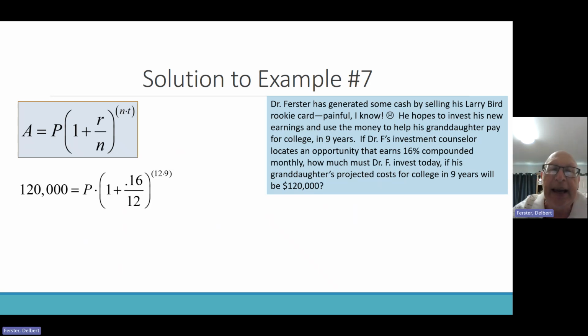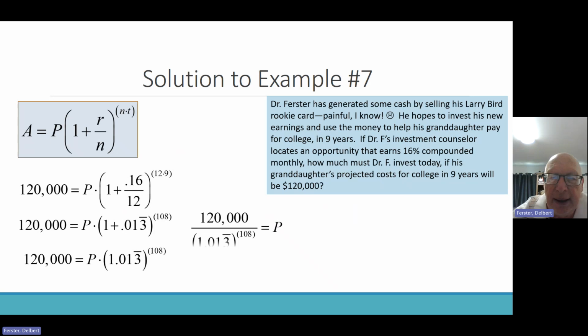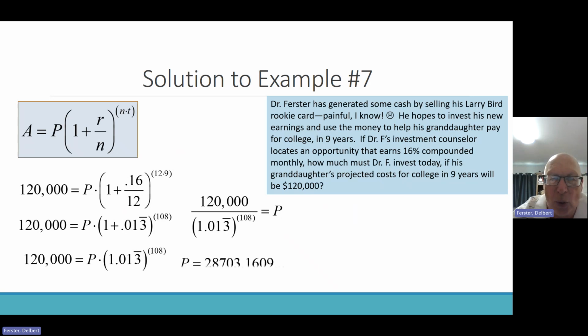120 grand is A, the future value. We're finding P. It's not too bad to take 0.16 and divide by 12, and I'll take 12 times 9. Oh, bummer. 0.16 didn't divide prettily by 12, so you've got a repeating 3. Again, don't round it. Let your calculator use full screen display. You're going to help me solve for P by doing a division. So it's 120,000 divided by 1.013 repeating to the 108th power. You and your calculator are doing a lot of heavy lifting.